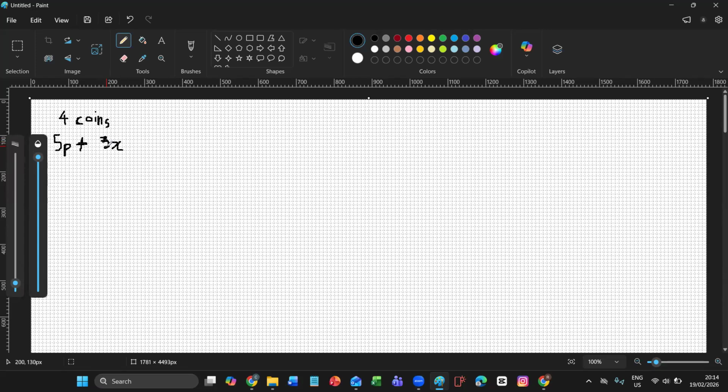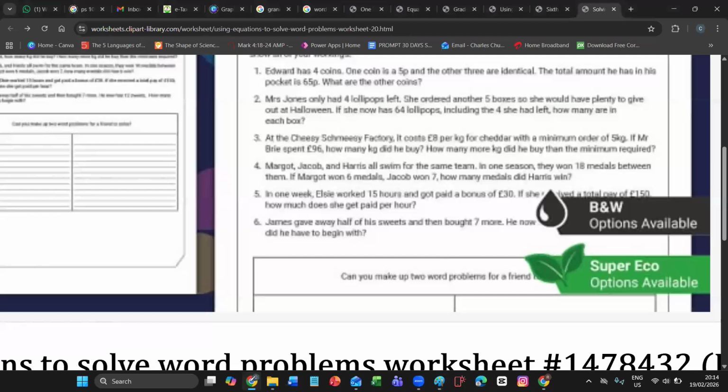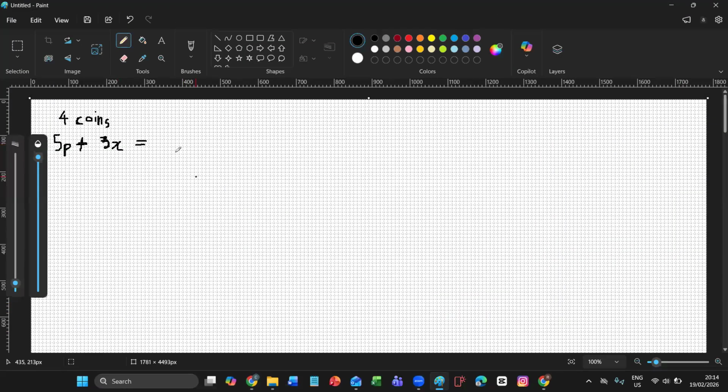Do you agree with that? Yes, sir. Okay. But they told us that his total was how many? Let's look at what they said his total was. They said the total amount he has in his pocket is 65 pennies.